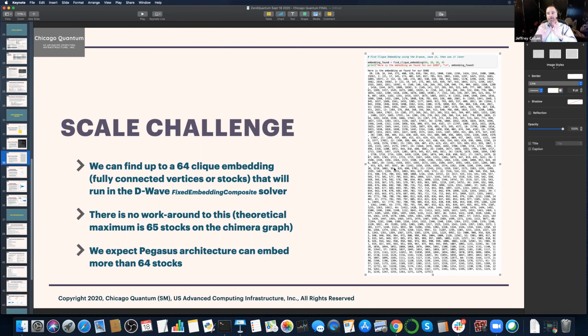So you could type this in and say, I love this embedding, D-Wave, use it. But we've chosen not to do that. But I'm guessing if a client were to give me $10,000 and said, give me the best portfolio, run this thing for a month, we would take the time to find the perfect embedding that gives them the best answers every time and use it in the fixed embedding composite.